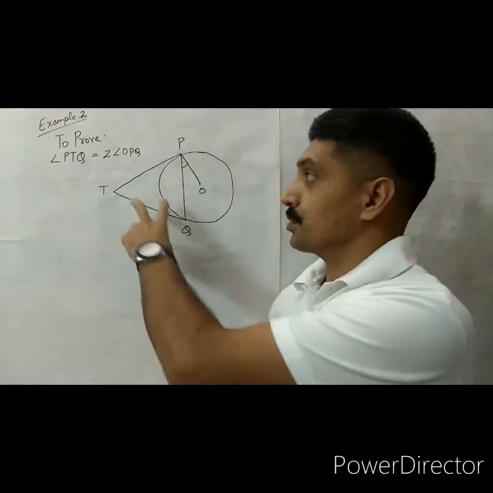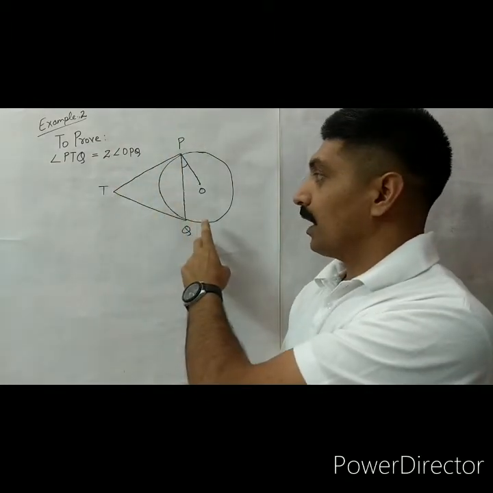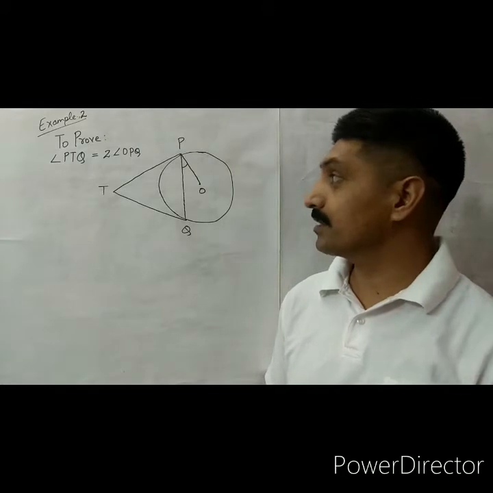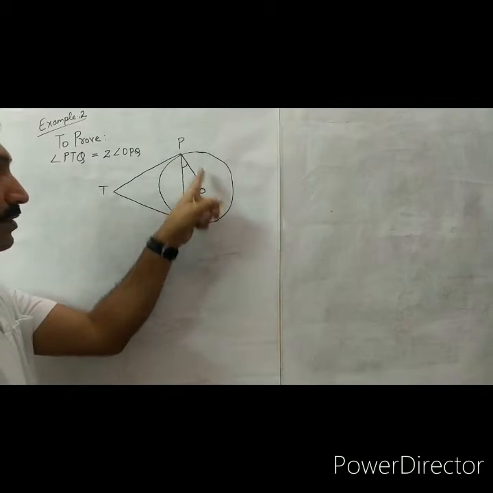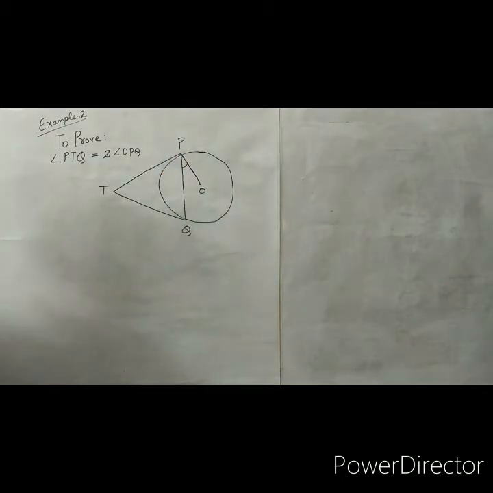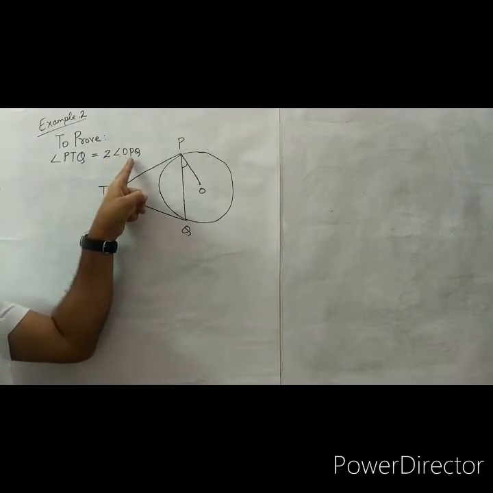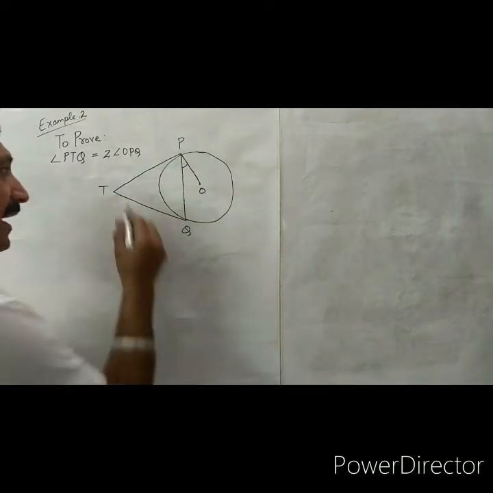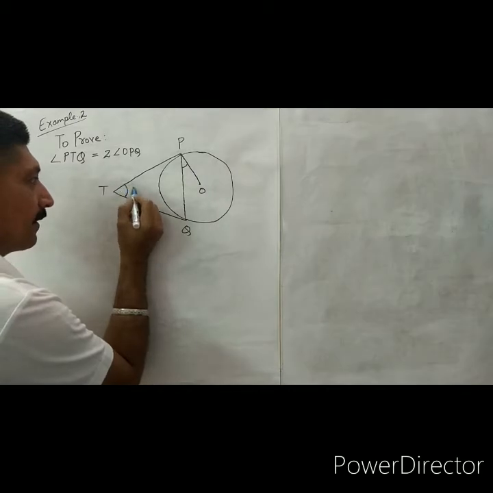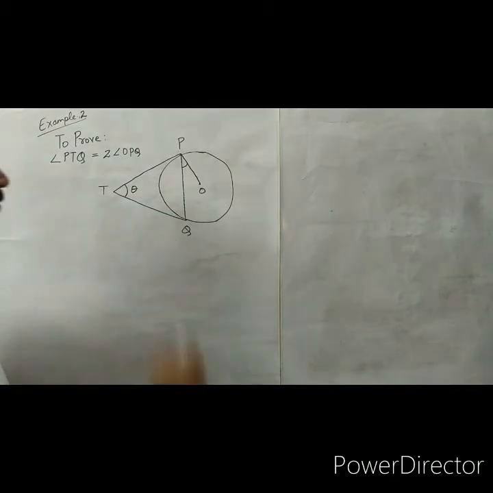Let's first discuss this question as per the book. Here TP and TQ are the two tangents from point T, and from point P draw a radius OP. We have to prove that angle PTQ is twice the angle OPQ. So let's suppose angle PTQ is theta.